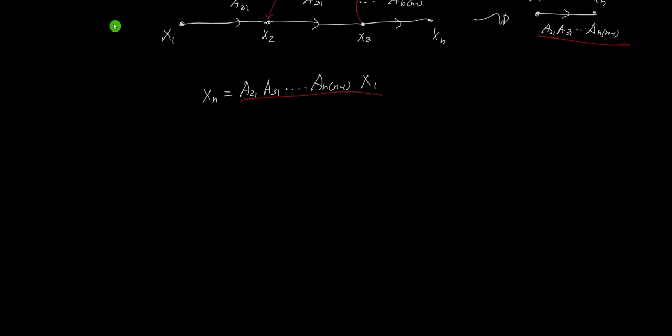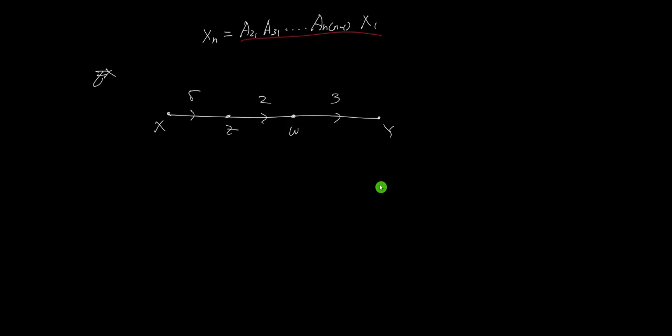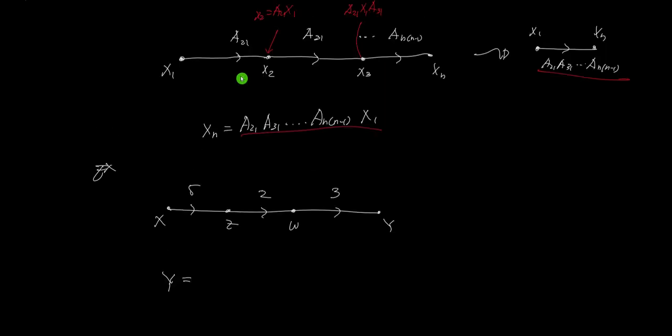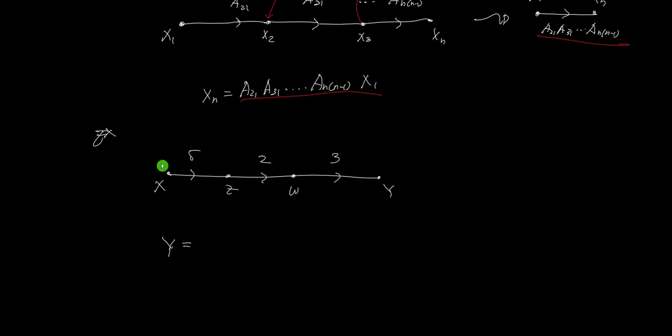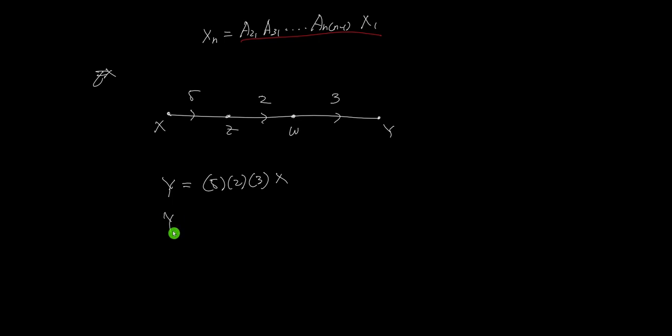So, example: this is x and this is y, and if this is z and this is w, then let's say the gains are 5, 2, and 3. What is y? If I want to solve for y, these are cascaded signal flow graphs. So I solve for y using directly the multiplication rule. I just need to multiply all the gains along that path: 5 times 2 times 3, and you multiply it with the input x. So y will be equal to 5 times 2, 10 times 3, 30 times x.